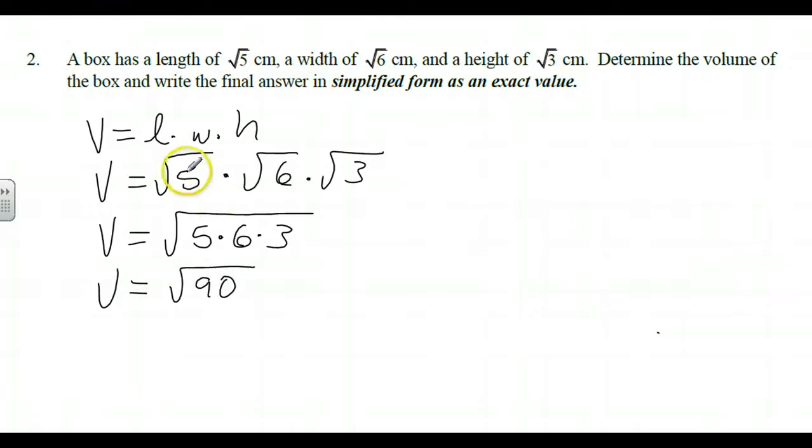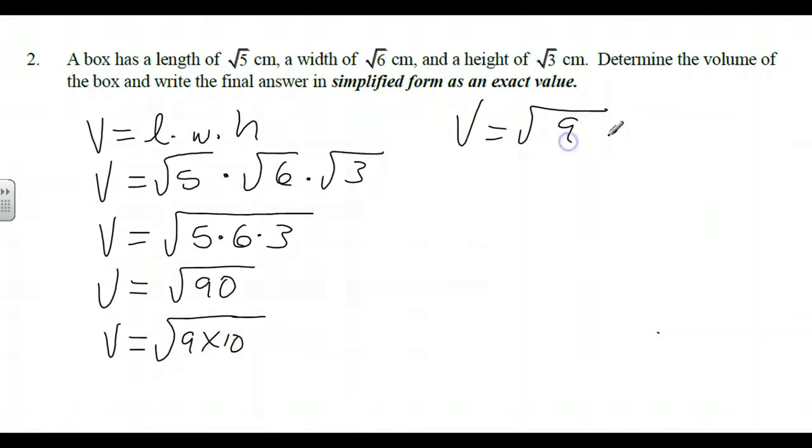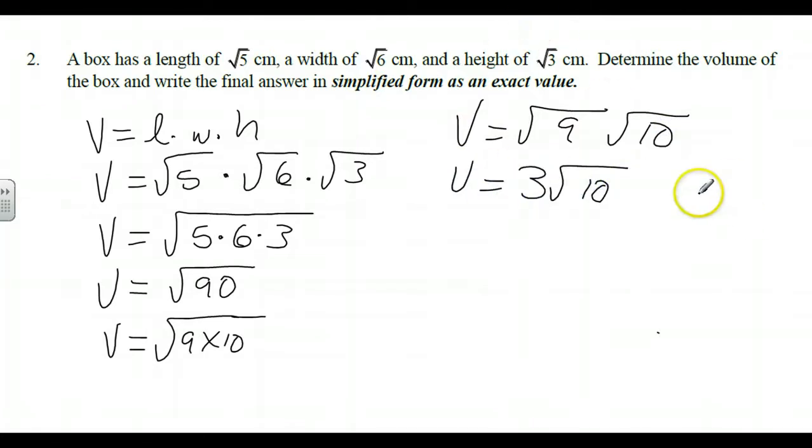You notice what's happened, right? Each of these individually, there's nothing you can do, but because the 6 has a 3, right? 6 is 3 times 2, we now have this 9. And that's a perfect square. So it's 9 times 10. So it's root 9 root 10. And so it's 3 root 10 centimeters cubed, because it's a volume. We are finding a volume, and that's measured in cubic centimeters.